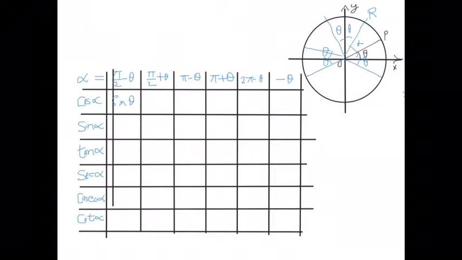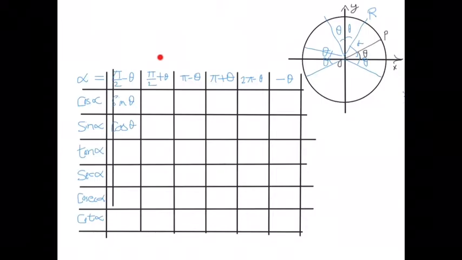And how about sine alpha? Sine alpha is the projection of line segment OR on the y-axis, which by symmetry we can see is same as the projection of line segment OP on the x-axis. And since both are positive, we can say that sine alpha is equal to cos theta.